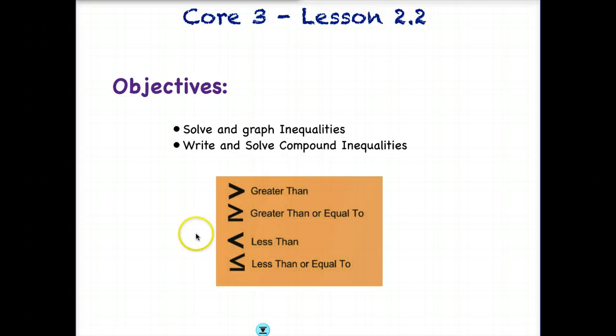Today's lesson 2.2 is how to solve and graph inequalities and write and solve compound inequalities. Quick overview, remember your inequality signs. If we're reading from left to right, in this case this would be greater than because it's bigger here. Remember that the line underneath represents or equal to, so the second one is greater than or equal to, versus these bottom two. The smaller side is to the left, so that's less than. And the very bottom one is less than or equal to because of the line underneath.